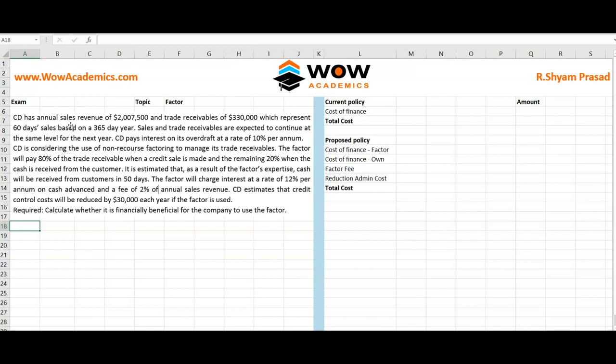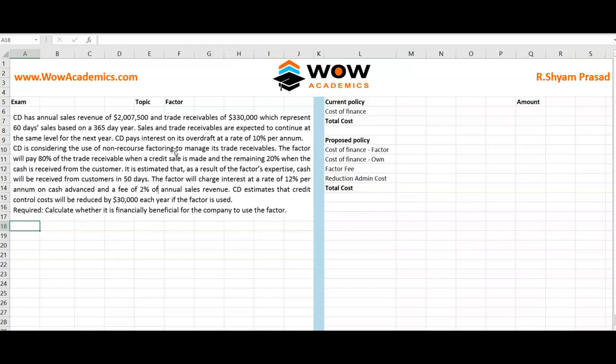CD has annual sales revenue of 2,07,500 and trade receivables of 3,30,000, which represents 60 days sales based on a 365-day year. Sales and trade receivables are expected to continue at the same level for the next year. CD pays interest on its overdraft at a rate of 10% per annum. So that is the overdraft rate. CD is considering the use of non-recourse factoring.